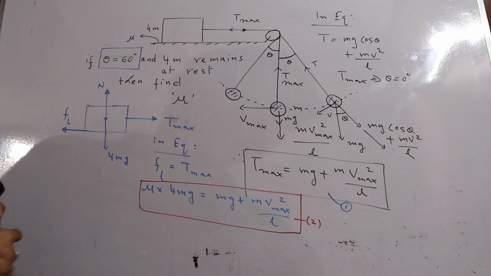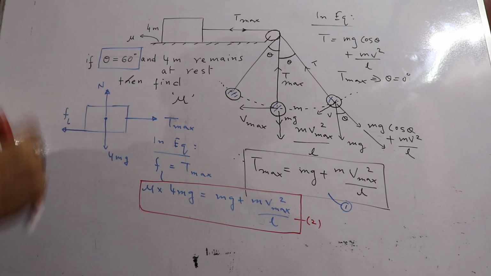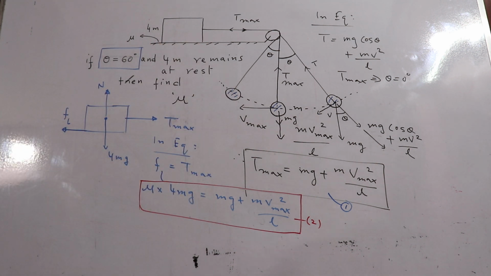Now, whenever the pendulum bob swings from the mean position to the extreme position, what are the forces acting on it and how can we progress with the problem? I hope you have understood till here. Then I have to rub the board and proceed with the remaining part.